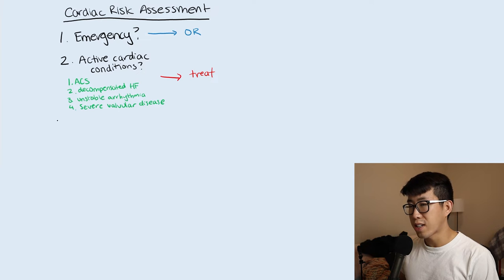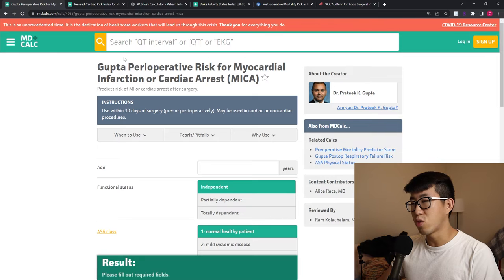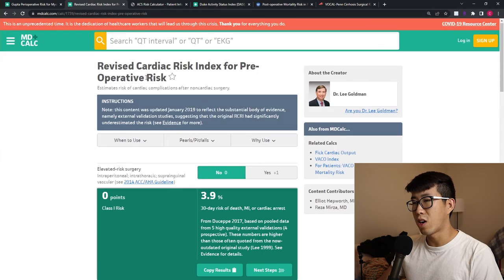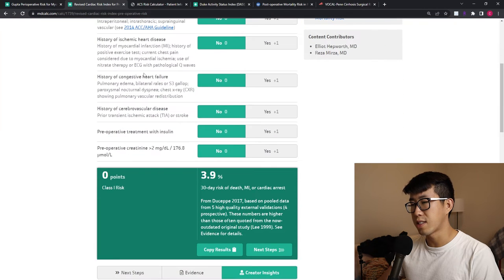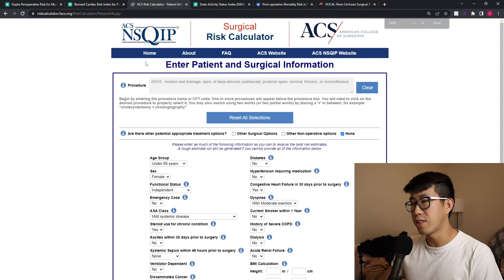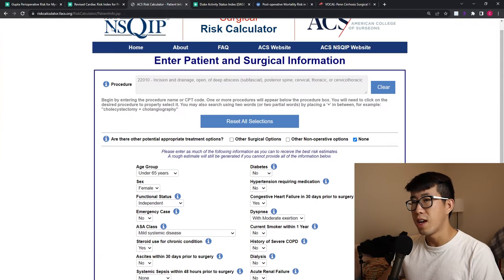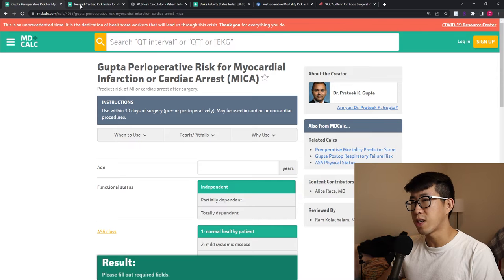Now, if there are no active cardiac conditions, the next thing we do is the cardiac risk calculators. So the ones you're going to hear about are going to be the Gupta score, RCRI, or the Revised Cardiac Risk Index, or the NSQIP score. So here I've got the Gupta score as depicted here. These are the criteria that you input. And then the RCRI, the Revised Cardiac Risk Index, has these criteria. And then we have the NSQIP score, which is obviously a much bigger score. And so generally, we're going to be using the Gupta and the RCRI score.